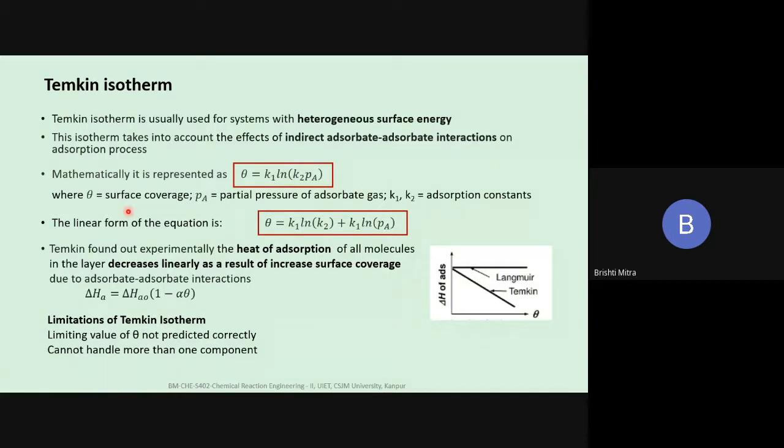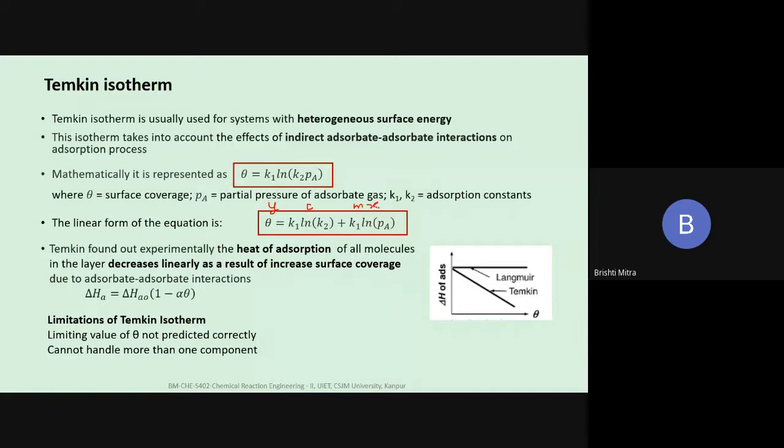After this, like we have done in other cases, we try to linearize it. When you linearize it, we do not take an ln or anything, we just break this up. So what do I have? Theta is equal to K1 ln K2 plus K1 ln PA. The term K1 ln K2 is a constant term. So we can call this C, this is my Y, and this is my M, and ln PA is my X.